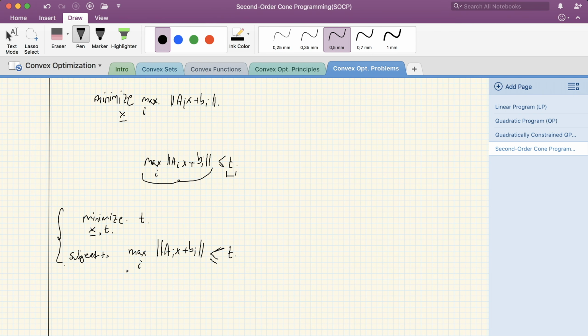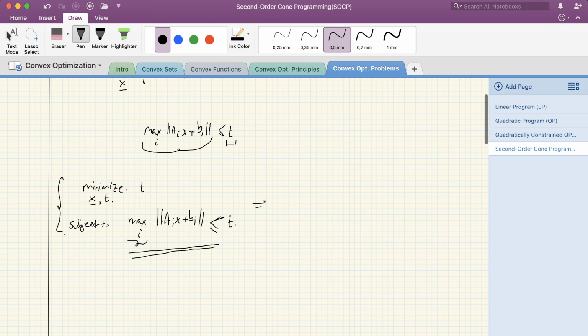Now, the classical SOCP does not have a max here, but what does this inequality mean? If the max of the norms is upper bounded by t, then what could you say about each norm separately? It's also less than t, because if you upper bound the maximum of numbers, it means that each and every one of those numbers is upper bounded by the same bound, right?